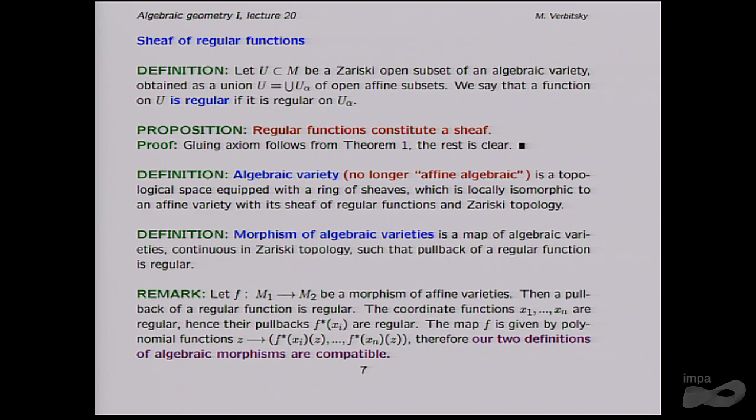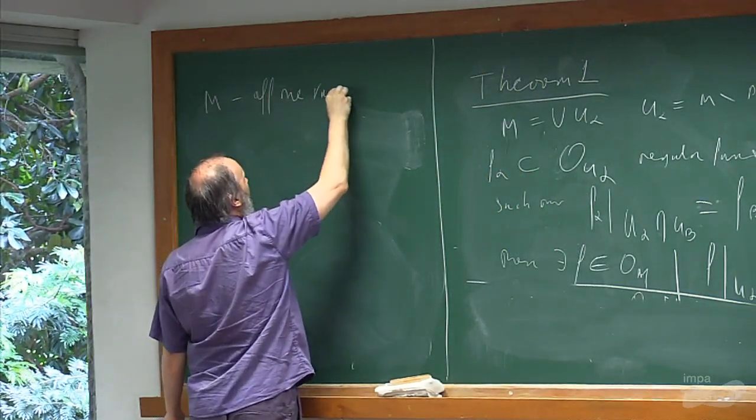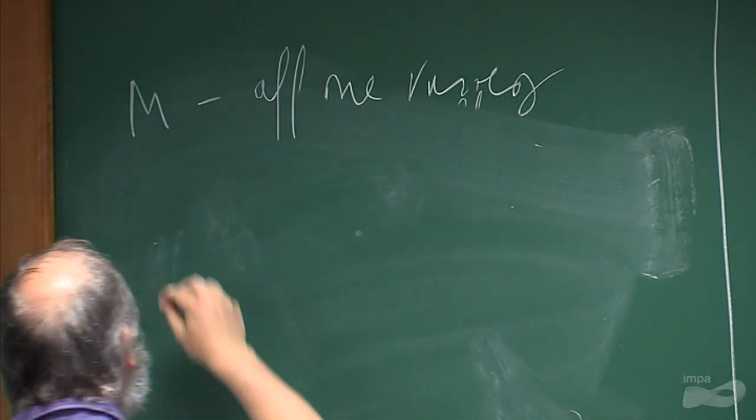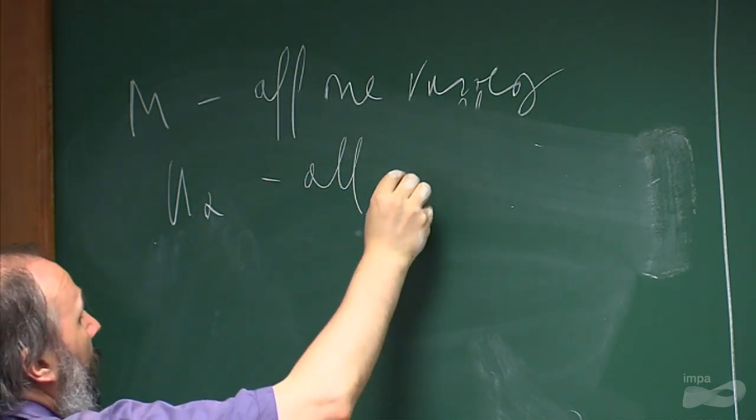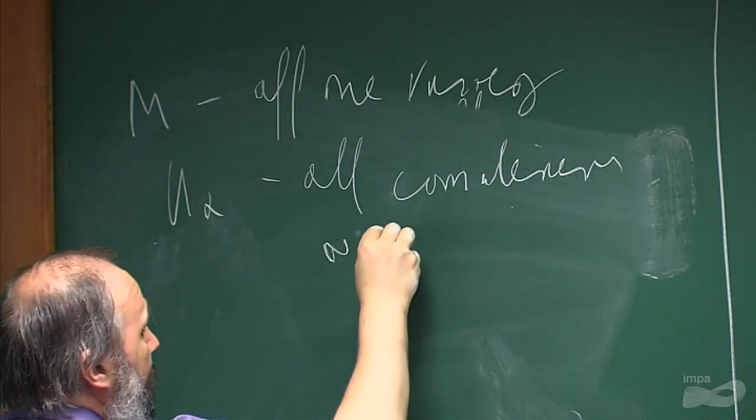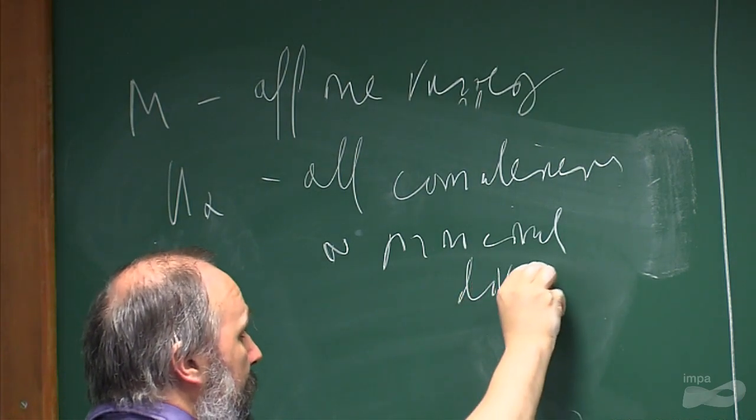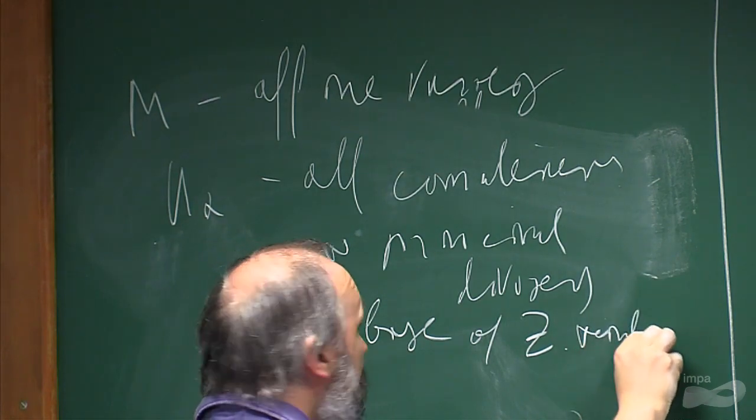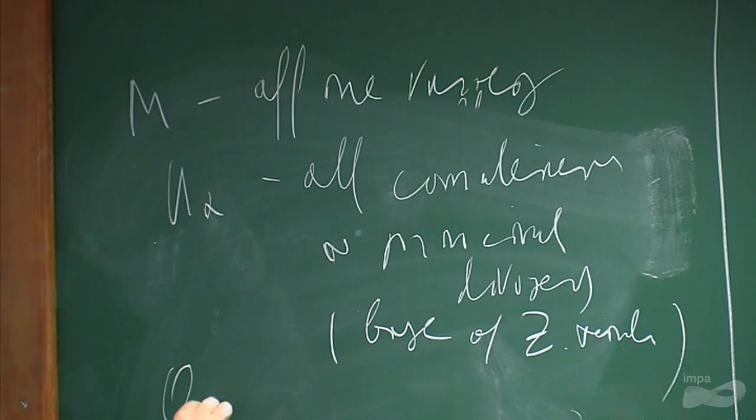Regular functions are a sheaf. Let's define the first step. As I told you, to define a sheaf, it's sufficient to define it only on the open subsets in a base. So you have M, an affine variety. You have U alpha, all complements to principal divisors, which is a base of the Zariski topology. And you have O(U alpha), the regular functions.